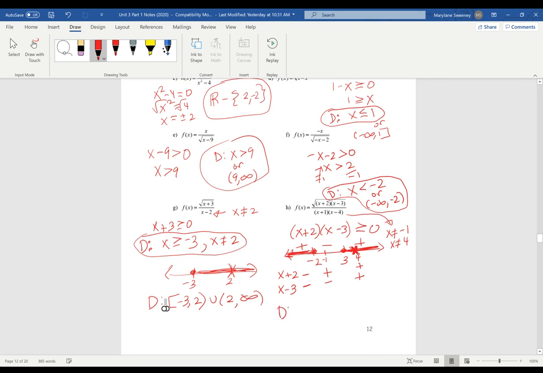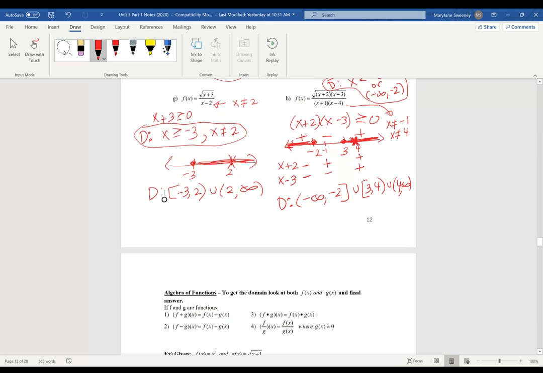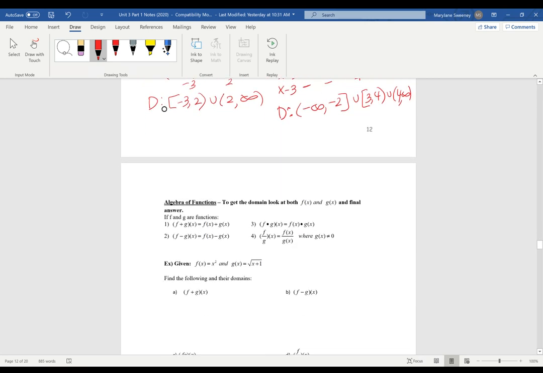This one, since there's so many pieces to it, the way we'd write it is in interval notation. We'd say -infinity to -2, union, then we'd say 3 to 4, soft bracket on the 4, because we don't want to count the 4, and then 4 to infinity. So just reading what I have off of the number line. Algebraic functions: to get the domain, look at both the f of x and g of x and the final answer.